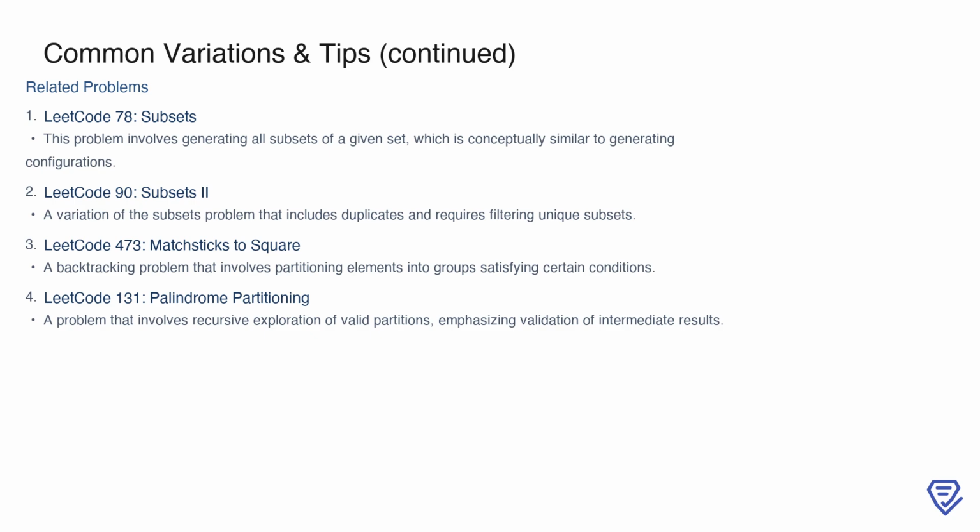Then there's LeetCode 473, Matchsticks to Square, which is a backtracking problem that focuses on partitioning elements into groups that satisfy specific conditions. This requires carefully validating each grouping. Lastly, LeetCode 131, Palindrome Partitioning, is another relevant problem. It emphasizes recursive exploration of valid partitions, highlighting the need to validate intermediate results. Studying these related problems can provide valuable insights into solving this challenge, as they share similar principles and techniques.